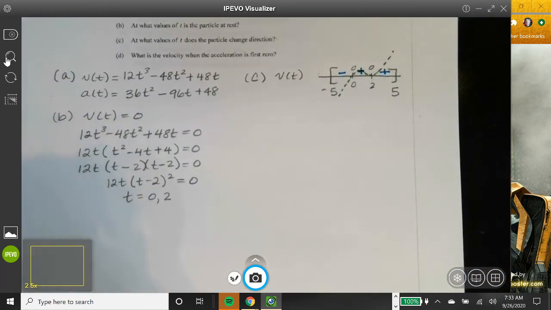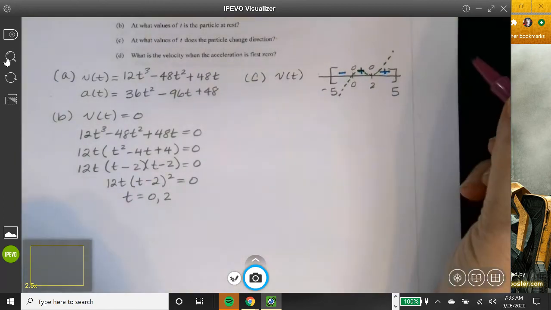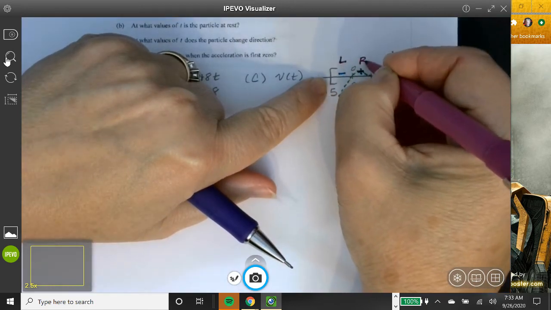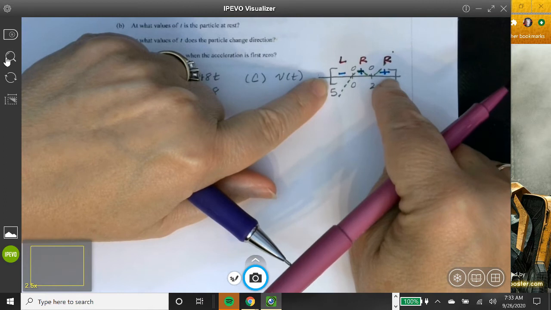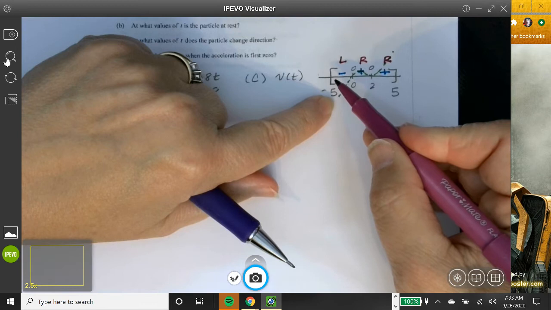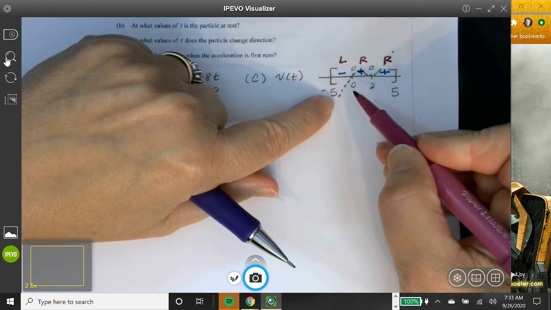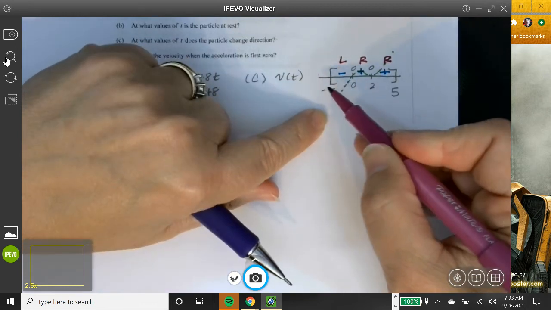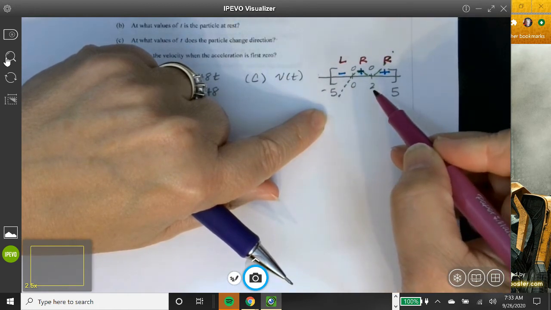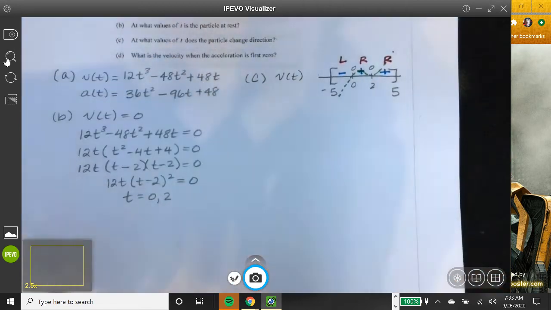Okay, now what I really like about sign charts is that the velocity, remember, describes how your particle is moving. So I have a negative y value here, so I know I'm moving left, and then I'm moving right, because these y values are positive. So I know that the particle at -5 starts out moving left, and then at time equals 0, it turns around, moves right, pauses for a moment, and then continues to go right.